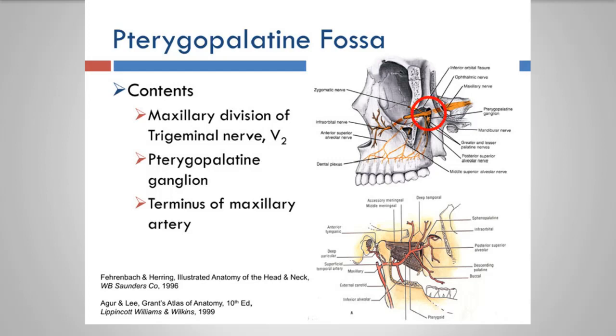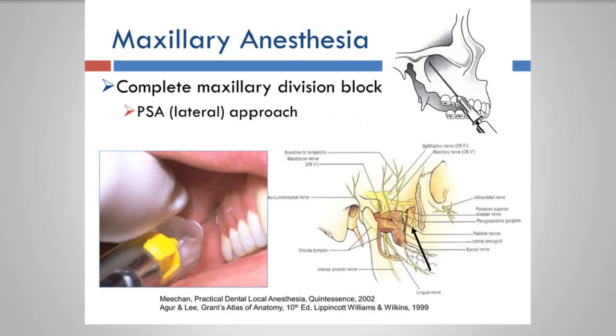And then finally, we also have terminating into this pterygopalatine fossa the maxillary artery. All of its end branches are going into that little fossa and then being distributed out with the terminal branches of the maxillary division of the trigeminal nerve.